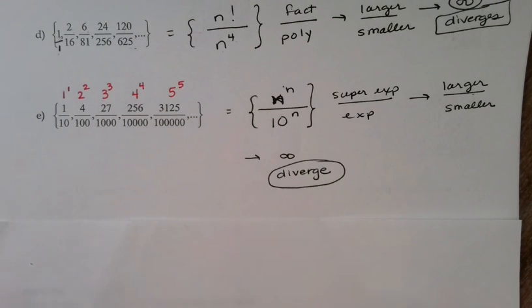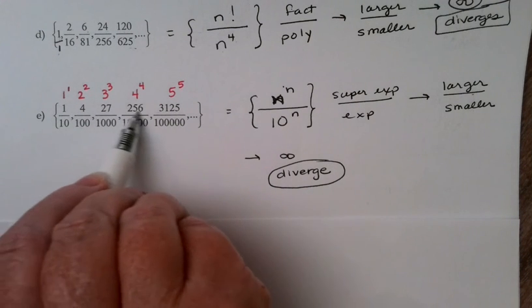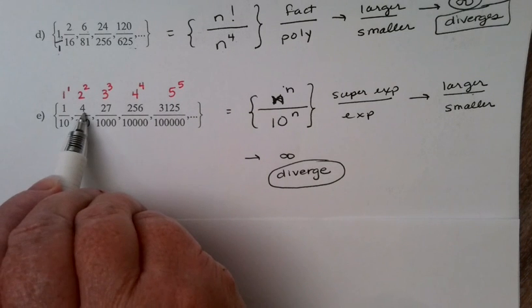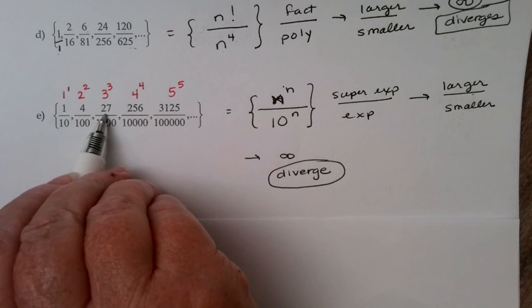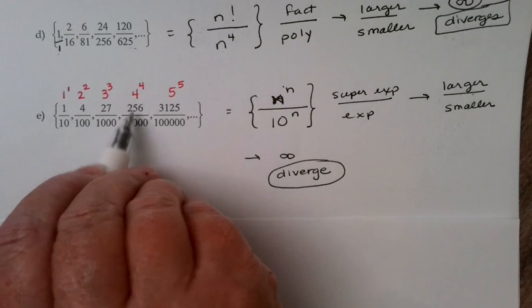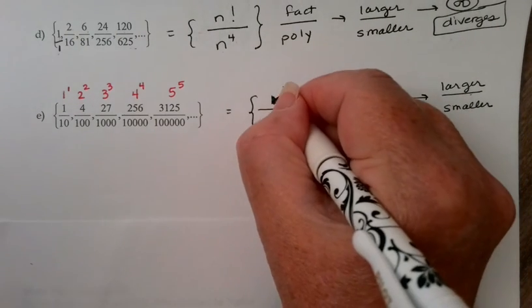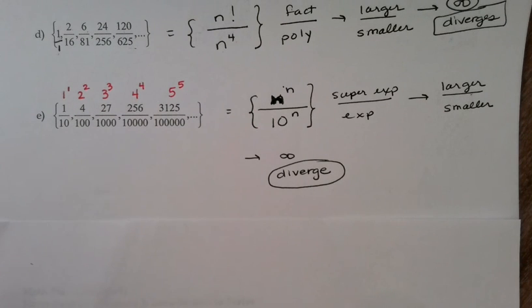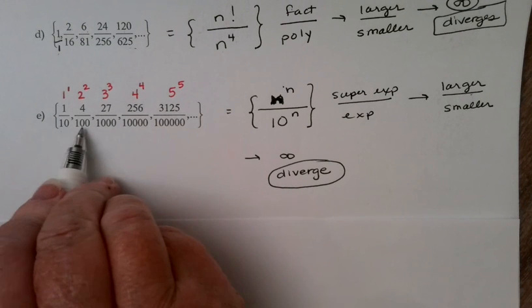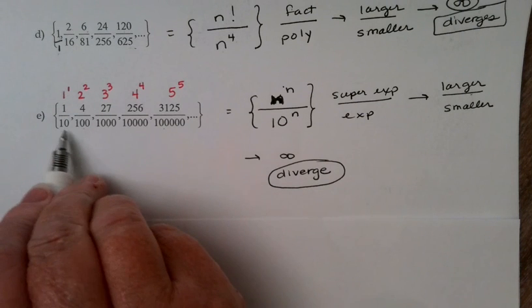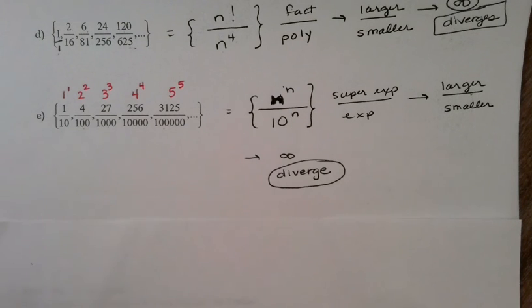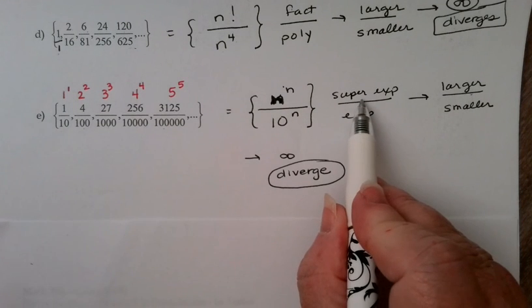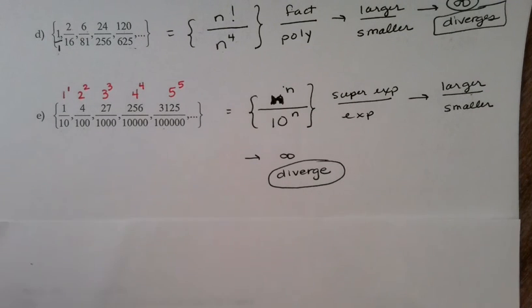All right, and one more. Again, interpreting this, getting a formula for it. This is the one you haven't seen a lot of. This is the super exponential. 1 to the first, 4 is 2 to the second, 27 is 3 to the third, 256 is 4 to the fourth, and 5 to the fifth. So that was supposed to be an n. N to the n power, the super exponential on top. The bottom, these are all powers of 10. 10 to the first, 10 to the second, 10 to the third, so 10 to the n power. Super exponential actually has the largest growth rate of all of our functions, so definitely the larger growth rate on top, smaller on the bottom, meaning the limit is infinity, and that sequence diverges.